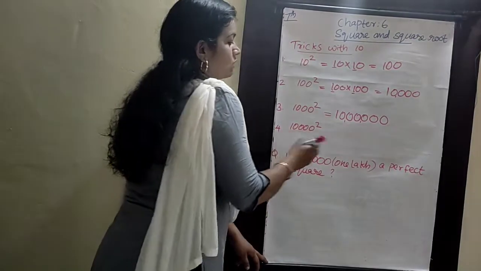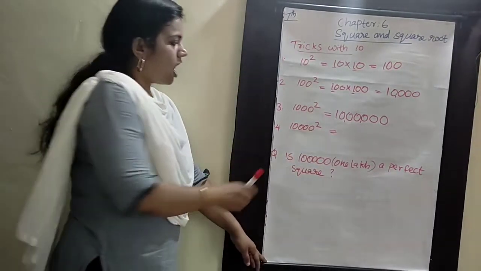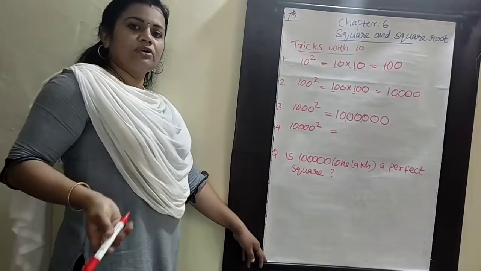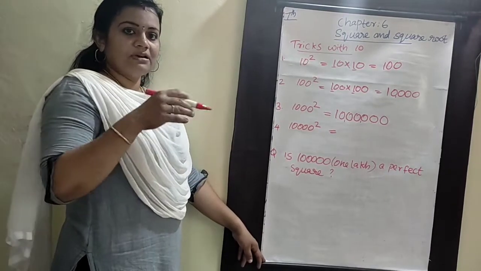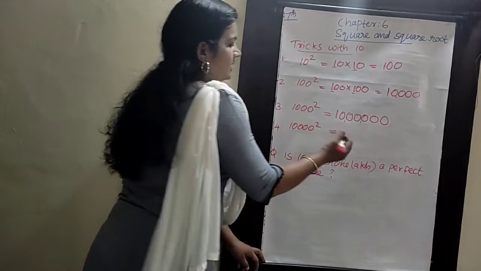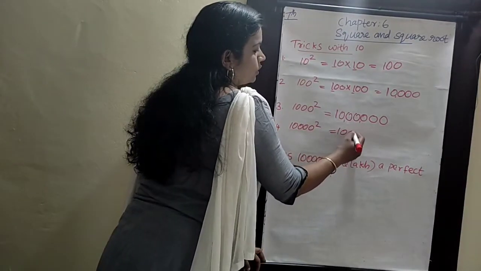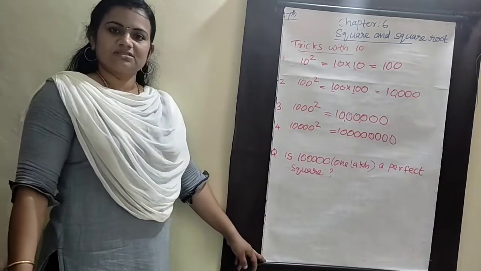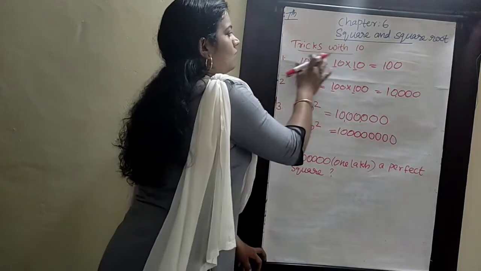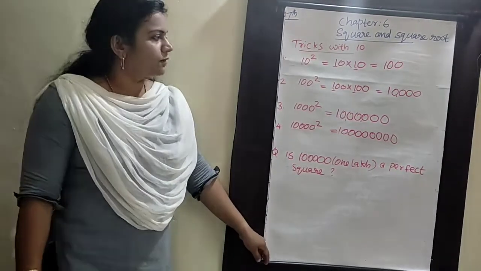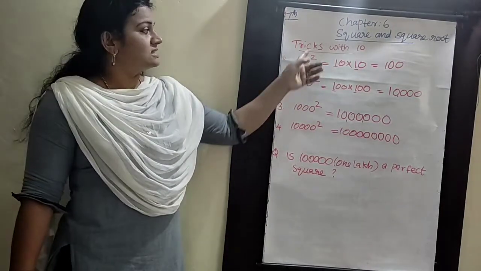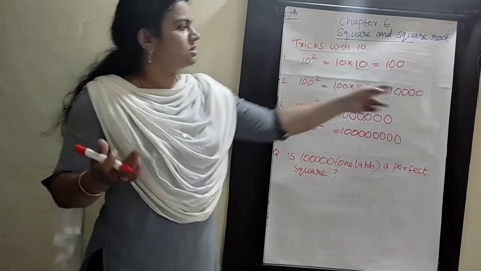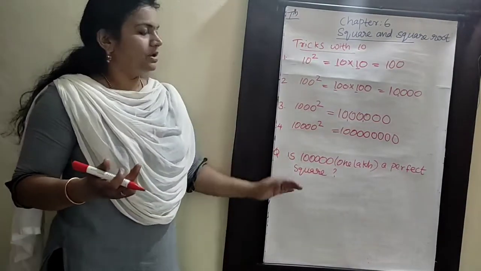Then how to write 10,000 square? We can say it easily. How many zeros are here? 1, 2, 3, 4. Double of 4 zeros is 8 zeros. So we write 1 and then 1, 2, 3, 4, 5, 6, 7, 8 zeros. In this way we can find the squares of tens. 10 square has 1 zero, double is 2 zeros. That has 2 zeros, double of 2 zeros is 4 zeros. Like that we do this.